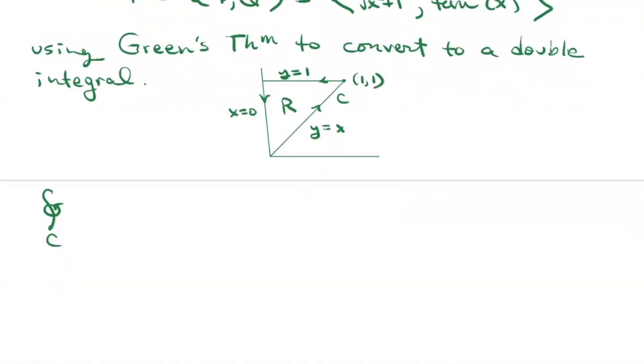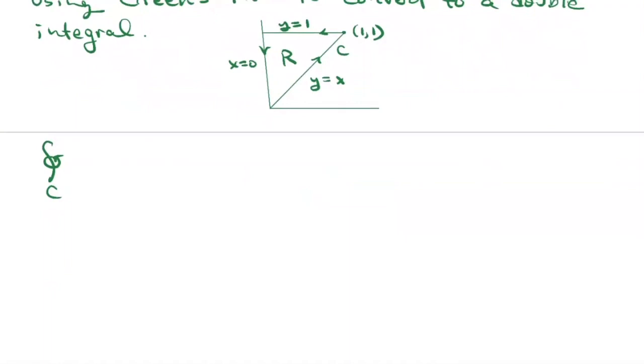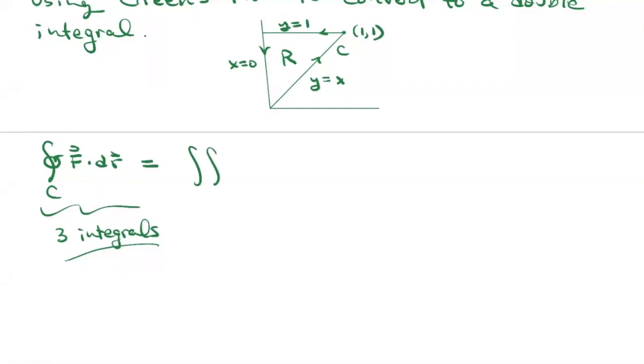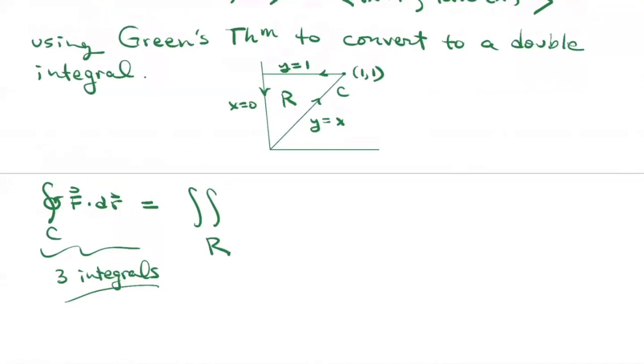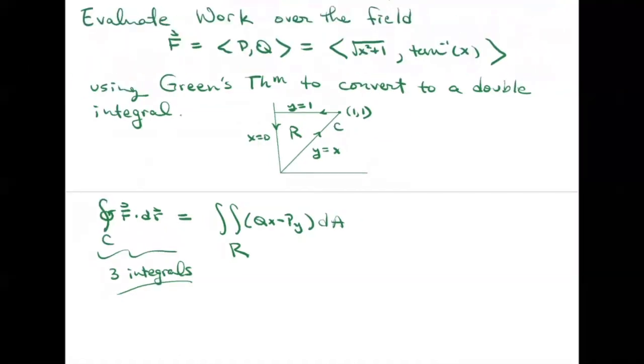Okay, and so let's jump right in here. If we're going to do F dot dr, Green's theorem says you can convert, and by the way, this would take 3 integrals because curve C is broken into 3 parts. But this might be easier to do as a double integral over the region inside of Qx minus Py dA.